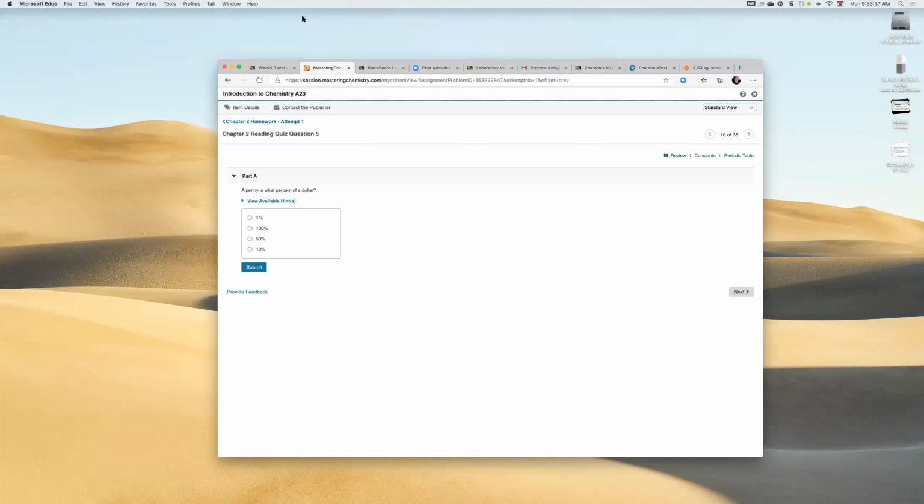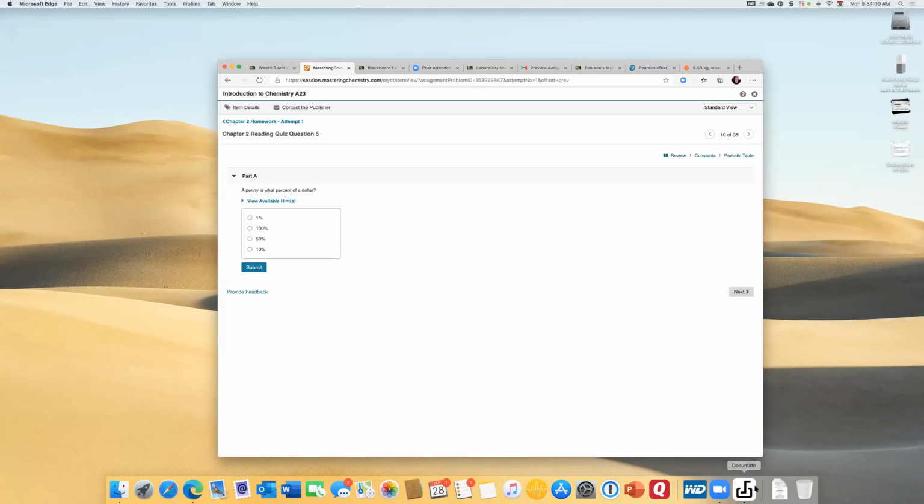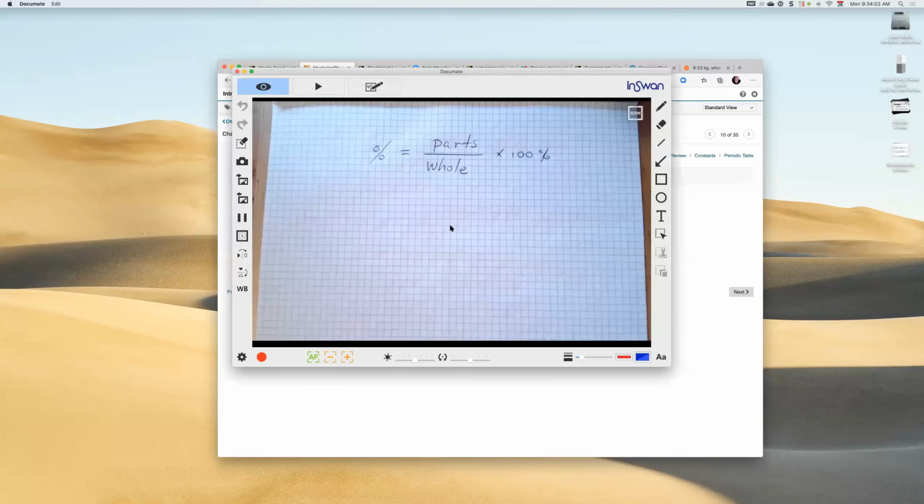Okay. So we have here a question in using percentages. A penny is what percent of a dollar? I mean, this is common sense. How many pennies are in $1? Anyone? How many pennies in $1? 100.